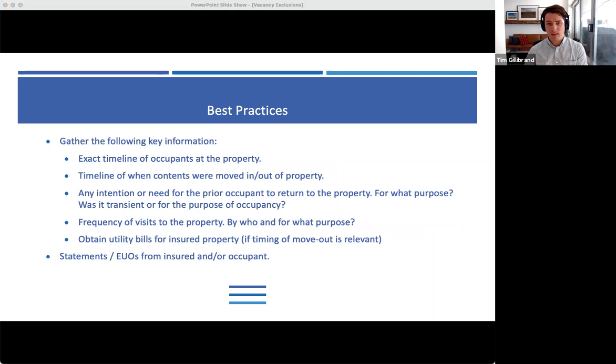So if you're dealing with a case like this, where you've got a vacancy exclusion that you think might apply, it's really important to get the exact timeline of when each occupant lived at the property. It's also potentially important to know when their contents were moved in or moved out of the property. But generally, you should focus on whether there's any objective evidence that a person has plans to live at the property. And much of this evidence can be gathered by way of statement or EUO. There's also collateral evidence that you can obtain, such as property bills and usages of utilities and that kind of thing. And obviously, of course, if you're ever dealing with a case like this, please feel free to reach out to myself or to one of our other lawyers. We're always happy to help with these types of things.